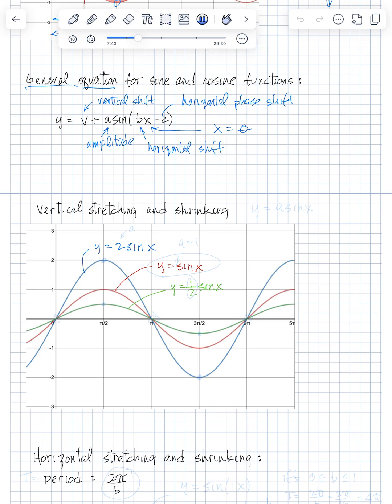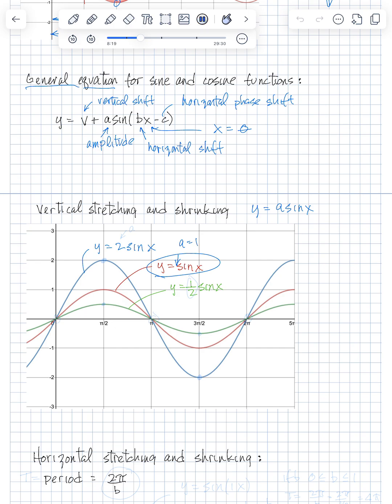We're going to forget about the vertical shift and the horizontal shift. So we're going to say this is the formula: y is equal to a sine x. And we'll see what happens if we have different amplitudes. So looking at these three curves, the first one we'll look at the one we had before, y is equal to sine x. So you know in here a is equal to 1.